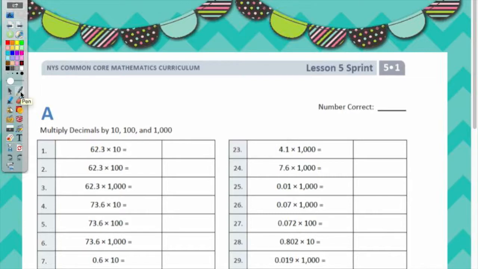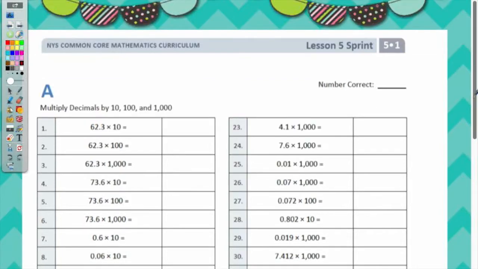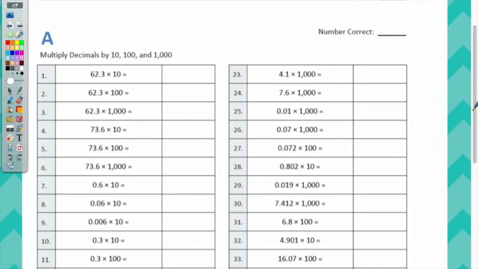This isn't as hard as it looks because there's a little bit of a pattern. So if I were to move this decimal over one place value, what would my answer be? 623. Okay, go ahead and write that down. Now, look at the next one. It's exactly the same. We just add one more place value. 0. Right, so 6,230.